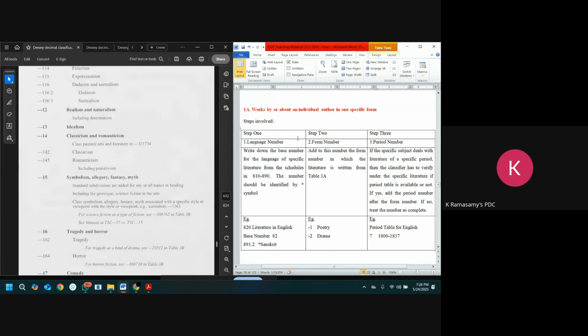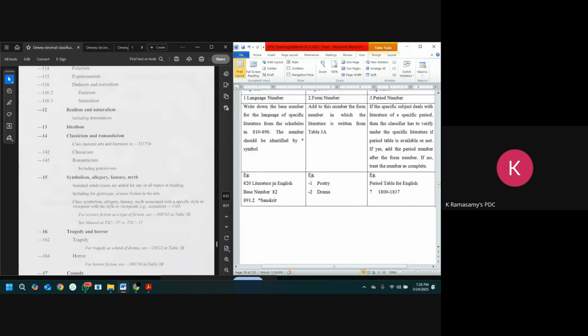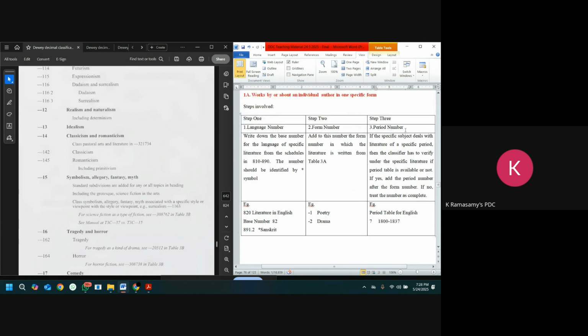It's very simple. Three steps are there. First of all, you should write the basic number called the base number. Then write the form number. Then you write the period number. Three components are there whenever you're going to give a number for an individual work. So base number means the number given for any literature.